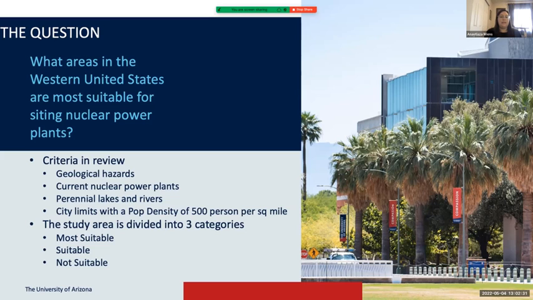The study area is then divided into three categories. Most suitable areas will have no geological hazards, will not be near current nuclear power plants, will be within 2 miles of lakes and rivers, and will not be in any large populated dense areas. Suitable areas are very similar to this, except they're not going to be close to water. Not suitable areas will have all those hazards, be near nuclear power plants, and be within those large populated areas.